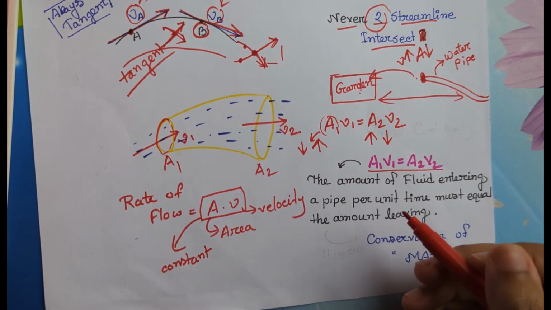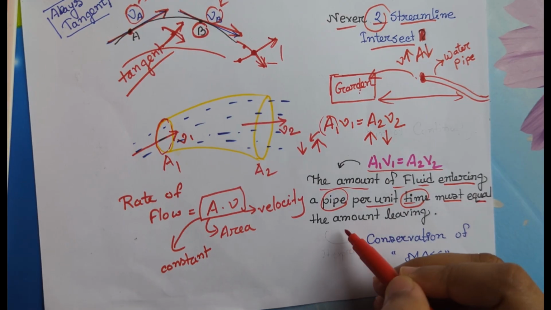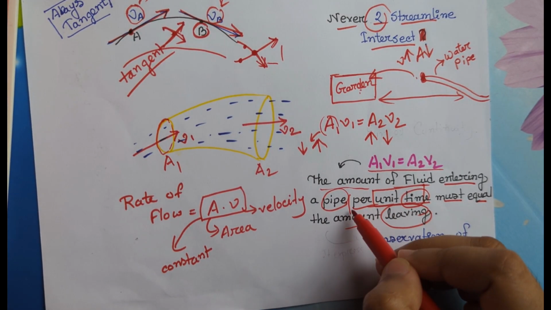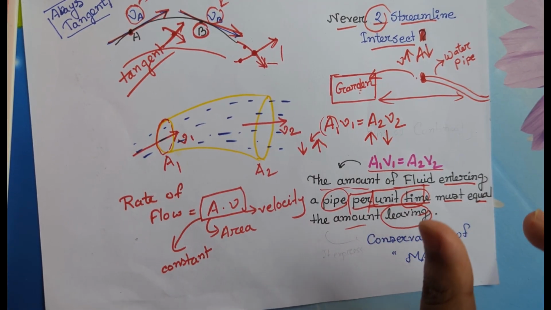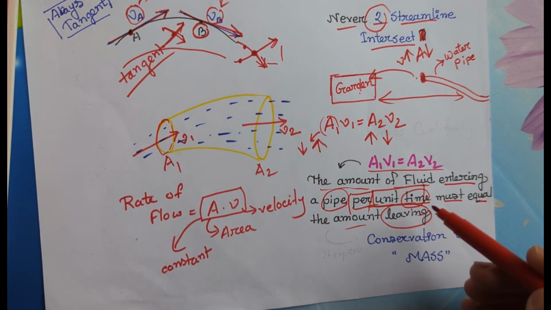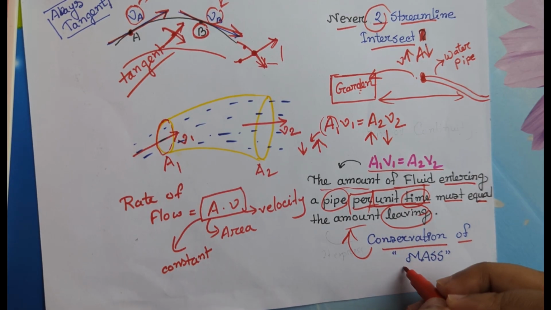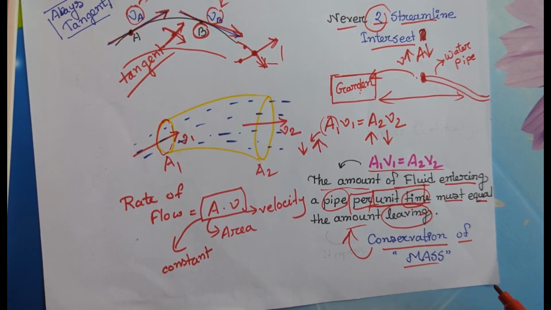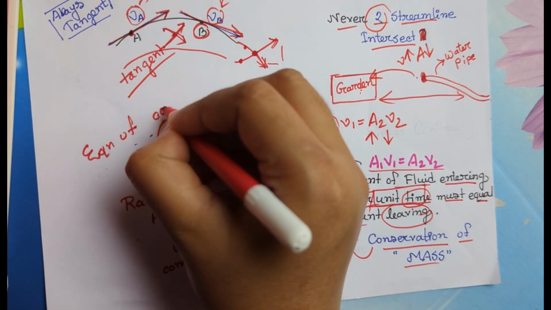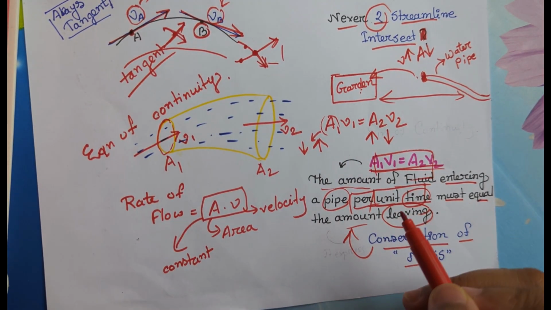From this relation it can be said that the amount of fluid entering a pipe per unit time must equal the amount leaving. Remember that per unit time means a specific unit of time in which the volume of water entering equals the volume of water leaving. This can also be understood by the conservation of mass, and this is called the equation of continuity.